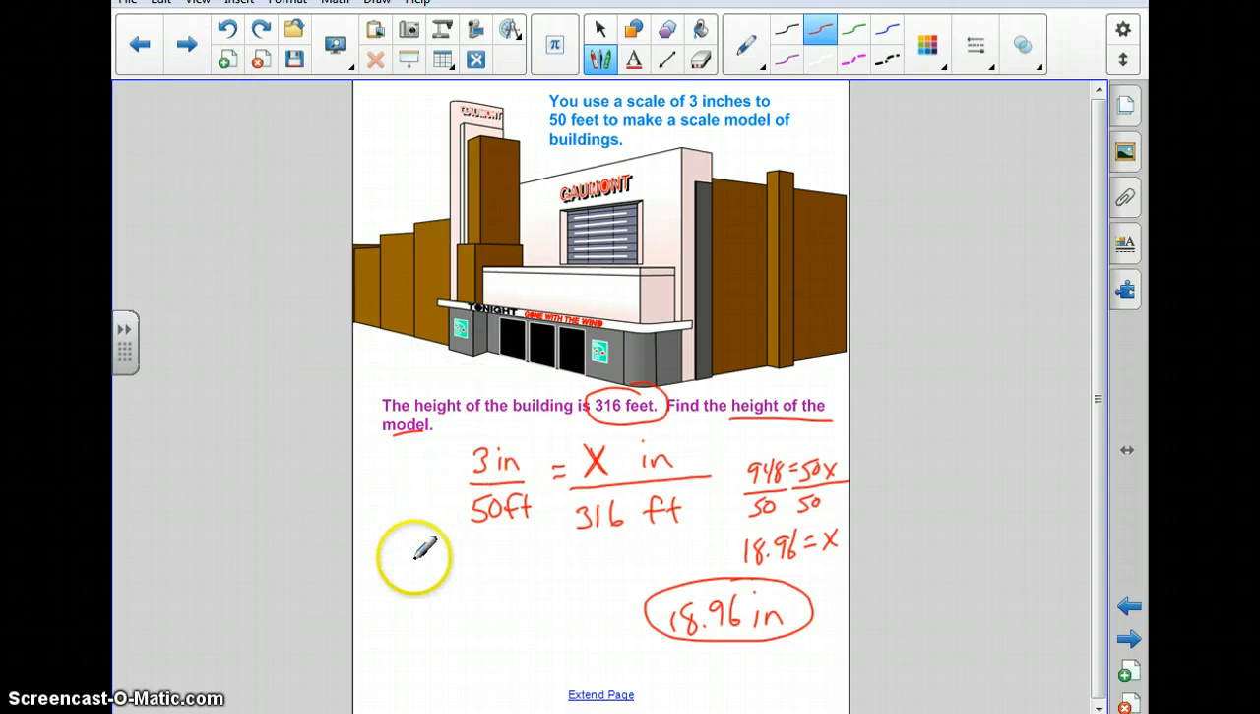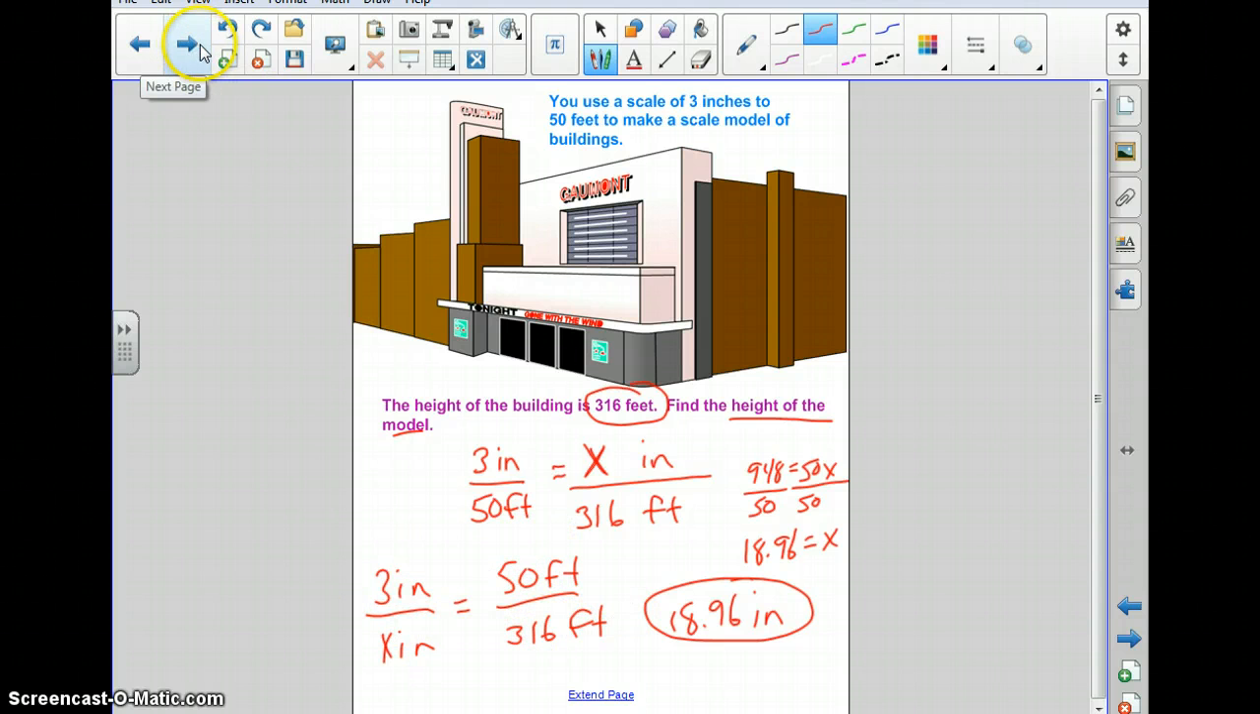One major important thing here, make sure that you do inches match with inches, feet match with feet. I could do 3 inches over x inches matches with 50 feet over 316 feet. I'd still get the same answer because I'm still going to multiply across here, multiply across here. That's just another way of doing it.